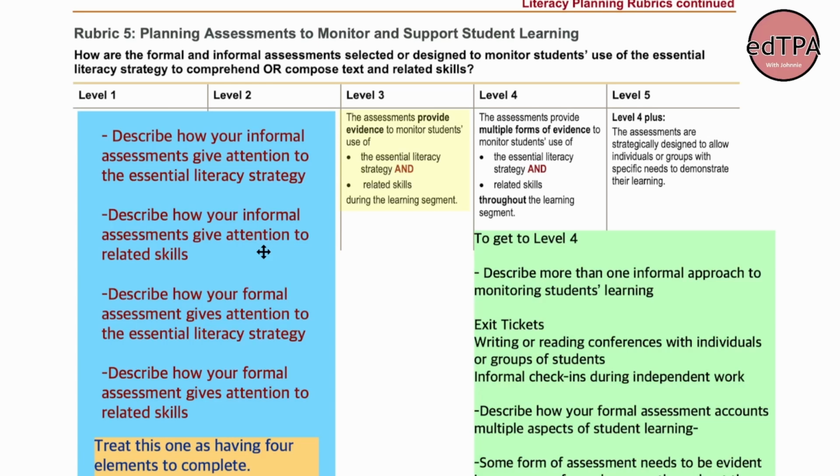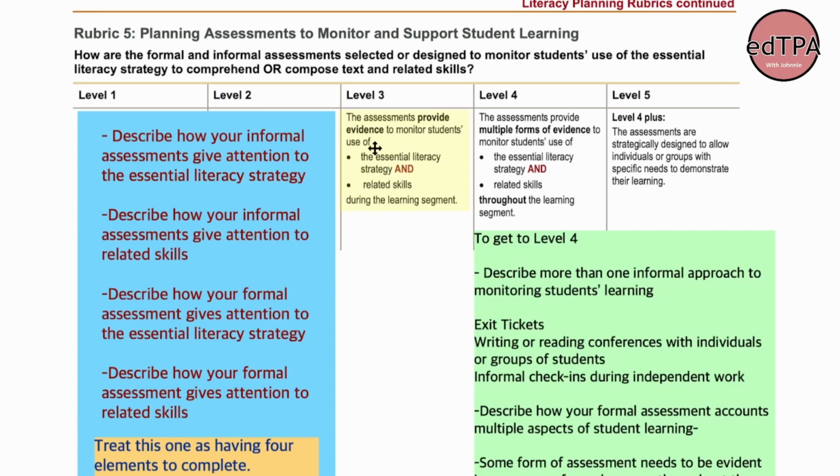Describe how your informal assessments give attention to related skills. So this is informal. These are the daily check-ins, visiting with students and such. Do the same with the formal ones, so that final essay that they write. Describe how your formal assessment gives attention to the essential literacy strategy. Describe how your formal assessment gives attention to related skills. Think about this as having four elements to complete. Okay? And you will definitely get a level 3.